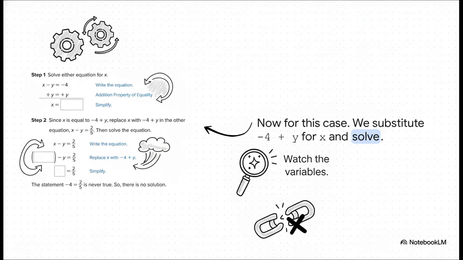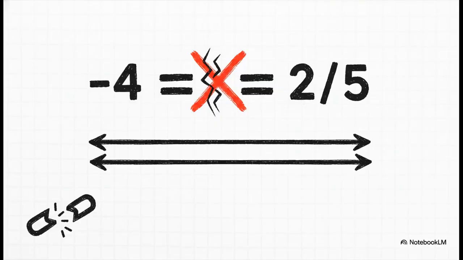Okay, now for the other weird case. No solution. Here, we'll start by rearranging the first equation to get x equals -4 plus y. Now we substitute that into the second equation. And again, just watch what happens to the variables. Poof, the y's cancel right out. And this time we're left with -4 equals 2/5. No. That is just not true.